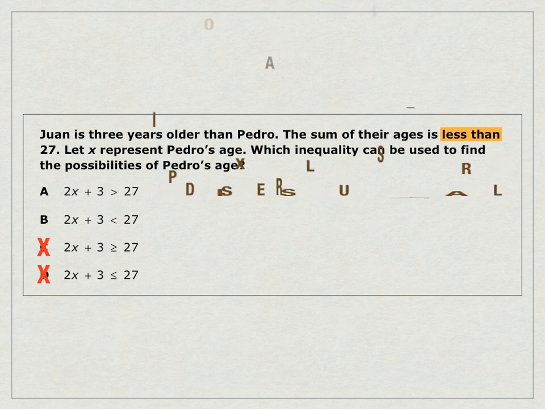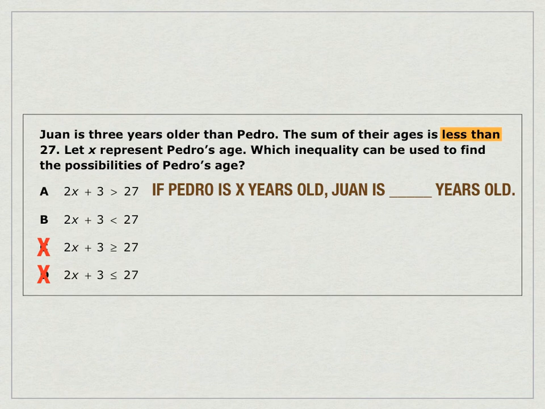So if Pedro is x years old, Juan would be 3 years older. So Juan is going to be whatever x is plus 3. It says the sum of their ages is less than 27. So Pedro's age, x, plus Juan's age, x plus 3, has to be less than 27. Well, x plus x is 2x. So 2x plus 3 is less than 27, which is my answer B.